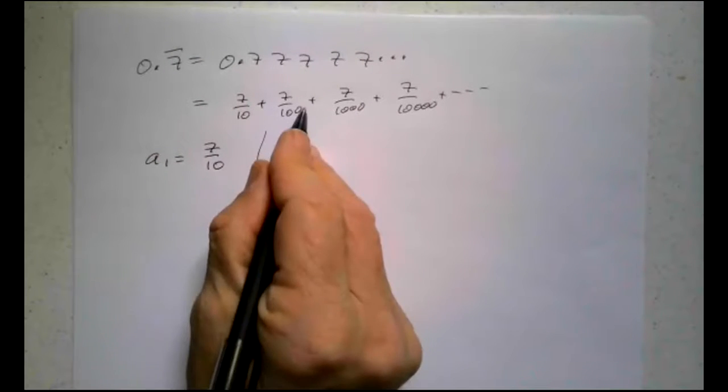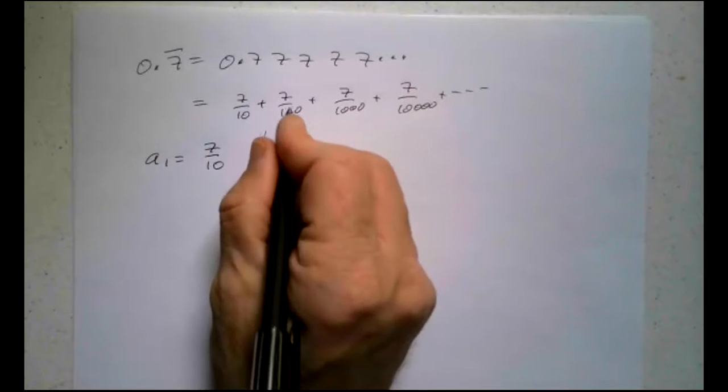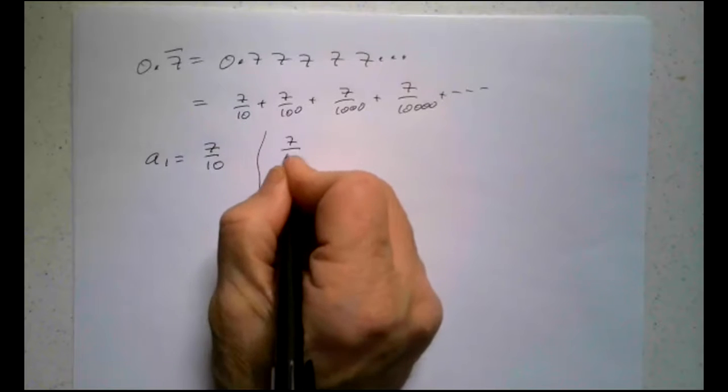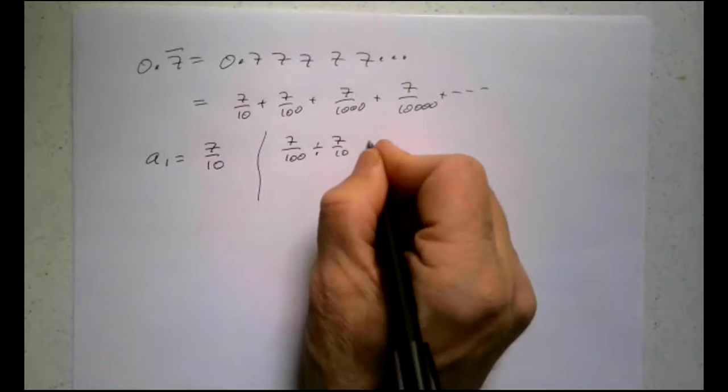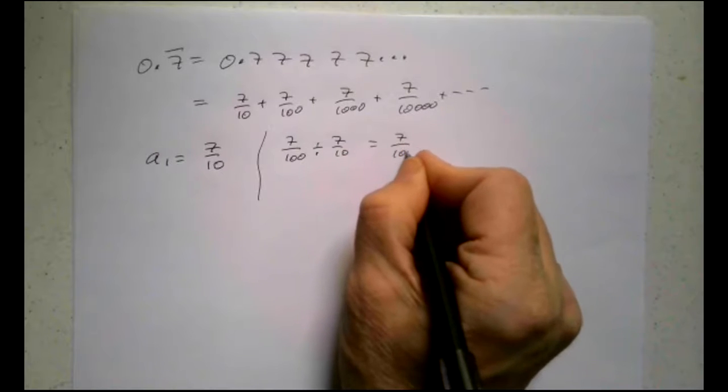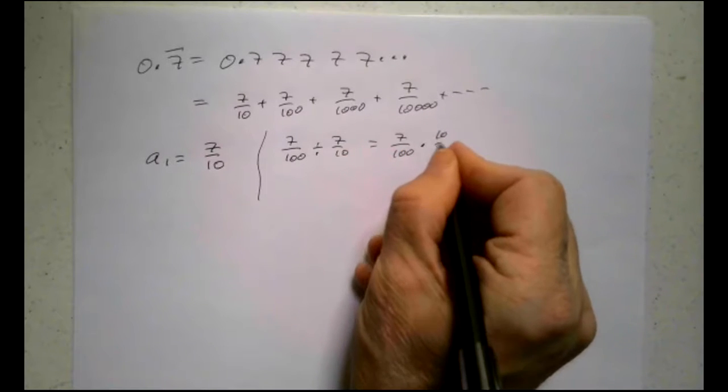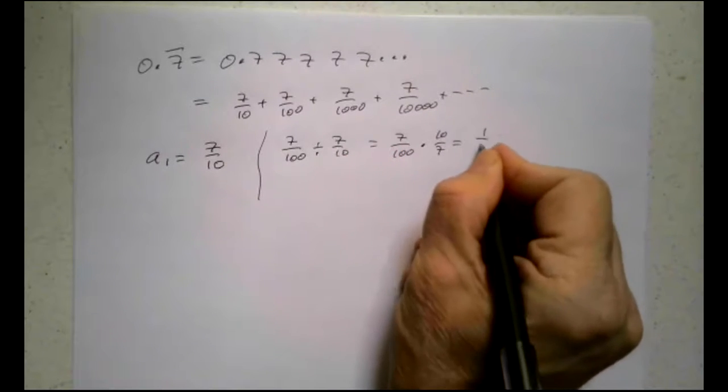To find the common ratio, you divide two subsequent terms. What's the next one divided by the previous one? What's 7/100 divided by 7/10? Well, that's the same as 7/100 times 10/7, which is, of course, 1/10.